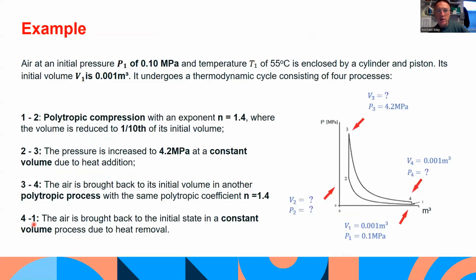This is a similar question to the previous one, and it's where we are going to try and calculate the work done in another cycle. So air at an initial pressure of 0.1 megapascals and a temperature of 55 degrees is enclosed by a cylinder and piston. Its initial volume is 0.001 meters cubed. It undergoes a thermodynamic cycle consisting of 4 processes.